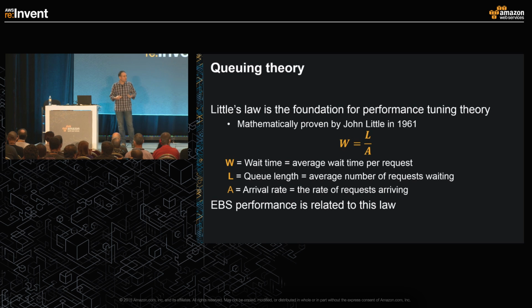And he proposed a theorem. And that theorem seems obvious now that it's on paper, but nobody had really thought about it. And it's that the wait time of a request, in his case, the patrons waiting to do transactions, is equal to the queue length divided by the arrival rate. And so this is exactly how EBS works, and this is exactly how most systems work. Now, it's also important to note that these three values, as they pertain to EBS, are available as CloudWatch metrics, and we'll talk a little bit more about that later.